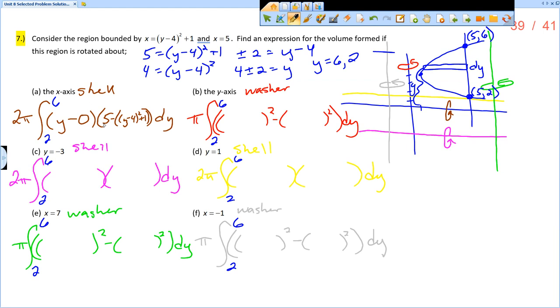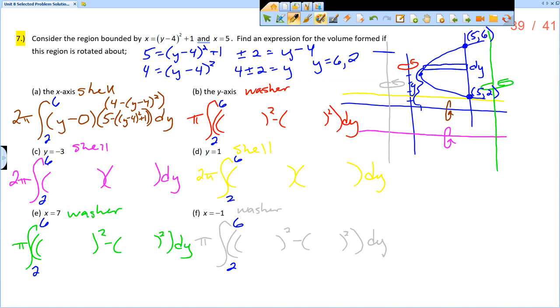Now, remember here in this one, I have y minus that and then the plus 1. So I distribute that, and I actually have 5 minus 1, which is 4. So this height could be 4 minus the y minus 4 squared. And you see in my answers, I actually have that. And then, of course, I don't have the y minus 0.